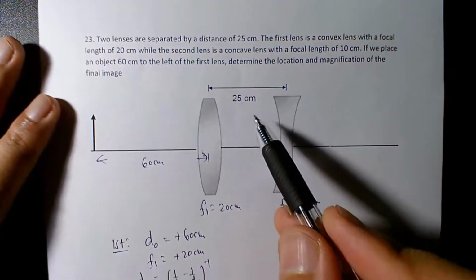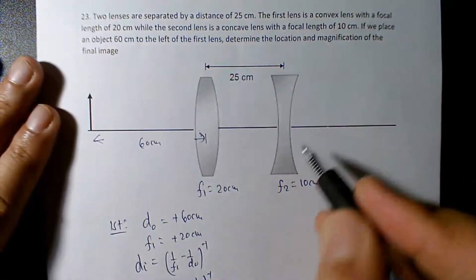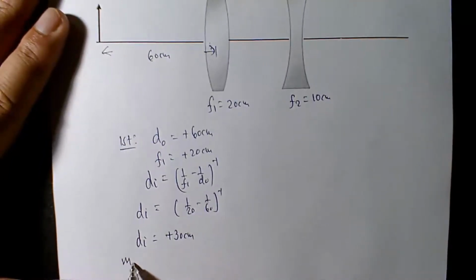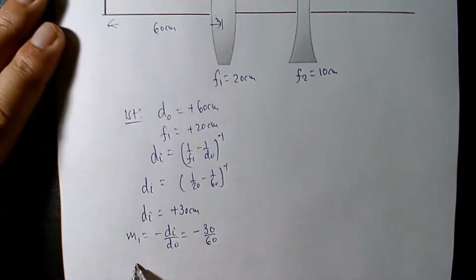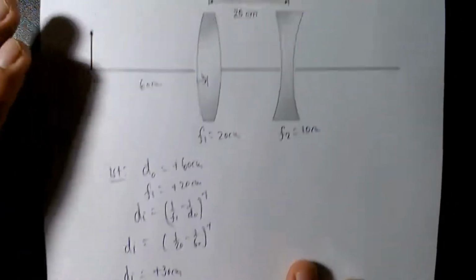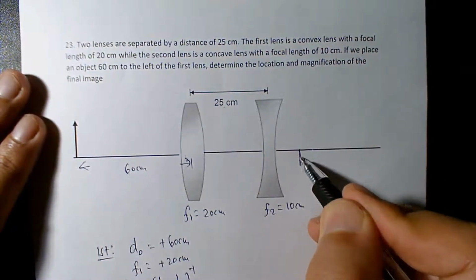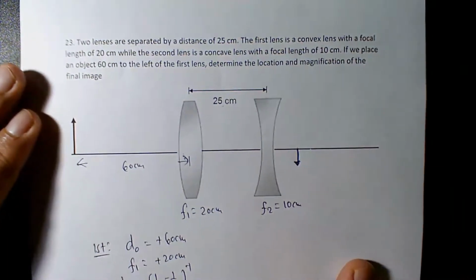They may not be exactly to scale. So 30 beyond the 25 means it's a real and inverted image. If you check, the magnification is negative DI over DO, so negative 30 divided by 60. So magnification will be negative half. A real, inverted and diminished image will be formed by the first lens, somewhere here, half the size.